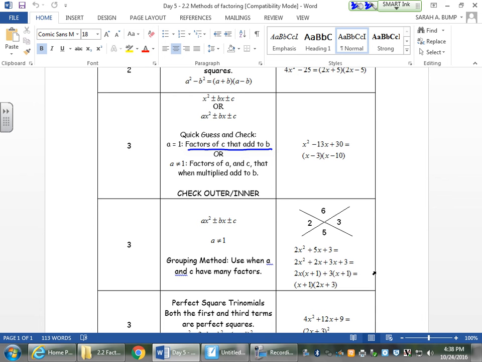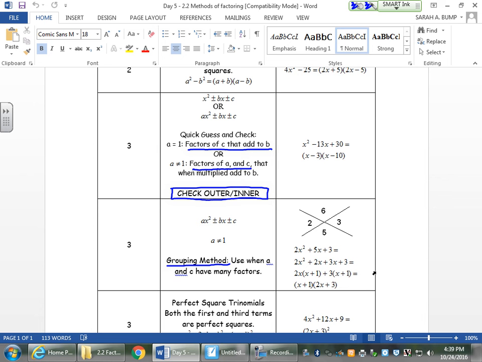And when the A is not 1, we have to find factors of A and C that when you multiply, they will add to B. And you have to always check your outer and inner terms to make sure you're factoring correctly. And there's an example to the right. Then there was the longer factoring strategy if A and C have lots of factor options and guessing and checking is not working, and that's the grouping method.